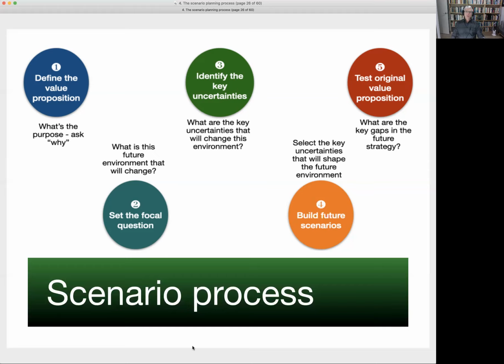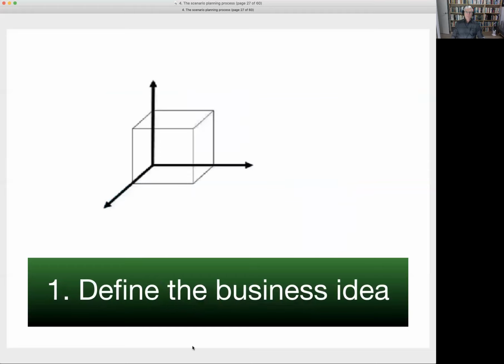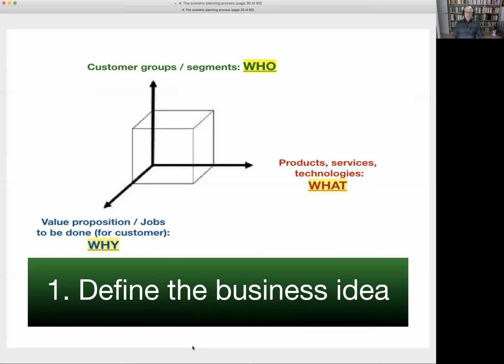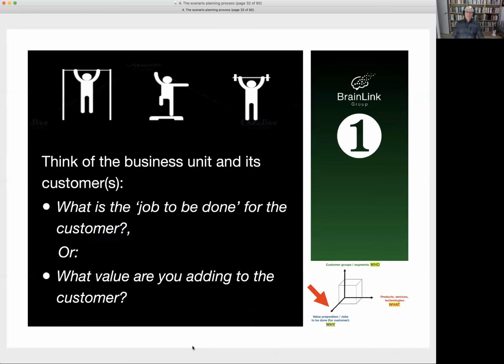So those are the 5 steps, and I'll just run through them very quickly with you. Defining the business idea is pretty much, as you may have remembered from Derek Abell's work on defining the business idea. So we know the business idea, or defining the business, consists of who the customers are, what products are being served to them, and then finally why these are being served. And it's the last one, the why question, the value proposition, which is the core of the business idea. So that's the starting point that we go through.